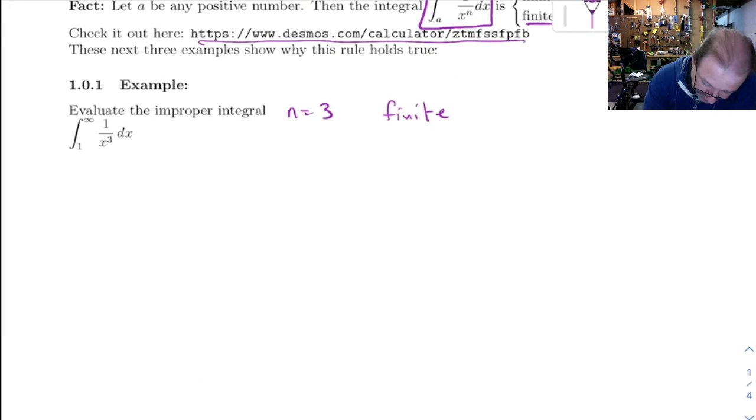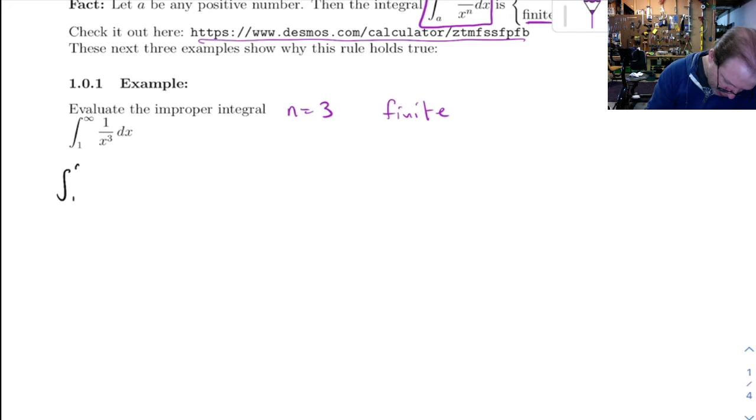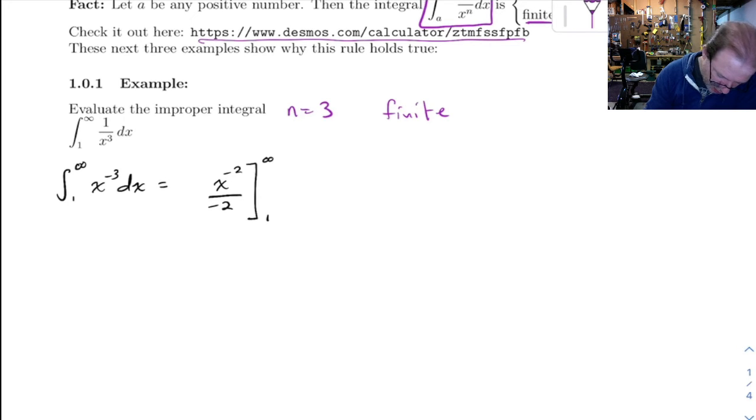All right. So for example 101, we'll just integrate this like normal. This is the integral from 1 to infinity of x to the minus 3. When you add 1 to that, you get x to the minus 2, and then divide by -2. We're going from 1 to infinity. So this is going to be minus 1 over 2x squared from 1 to infinity.